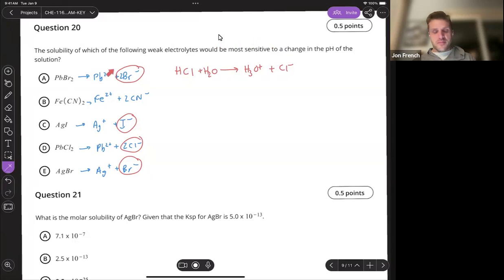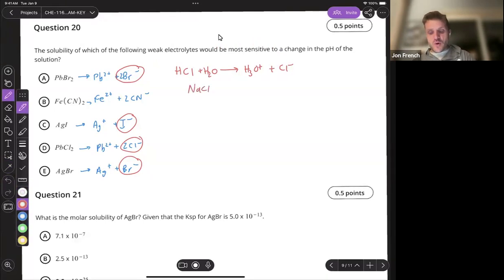So any conjugate base of a strong acid will not behave like a base. It is not basic because it's the conjugate base of a strong acid. We know this because if you added sodium chloride to solution, it would not change the pH of the solution, because chloride, even though it's a conjugate base, does not behave like a base. The same thing would be true for iodide, bromide, nitrate.